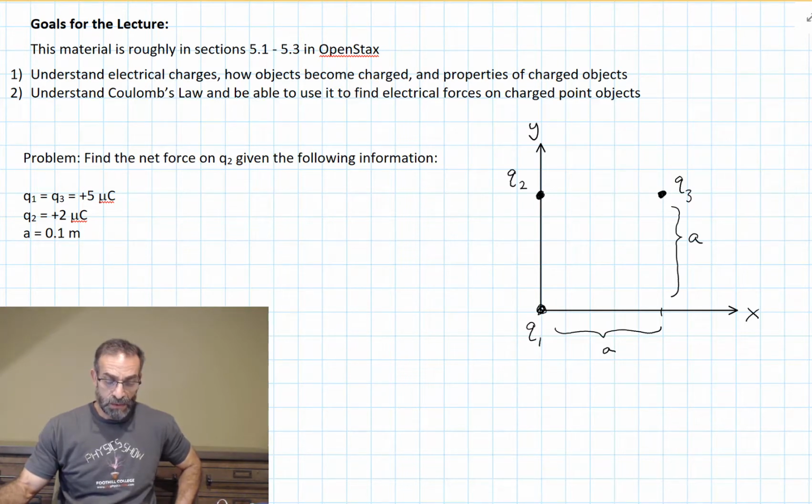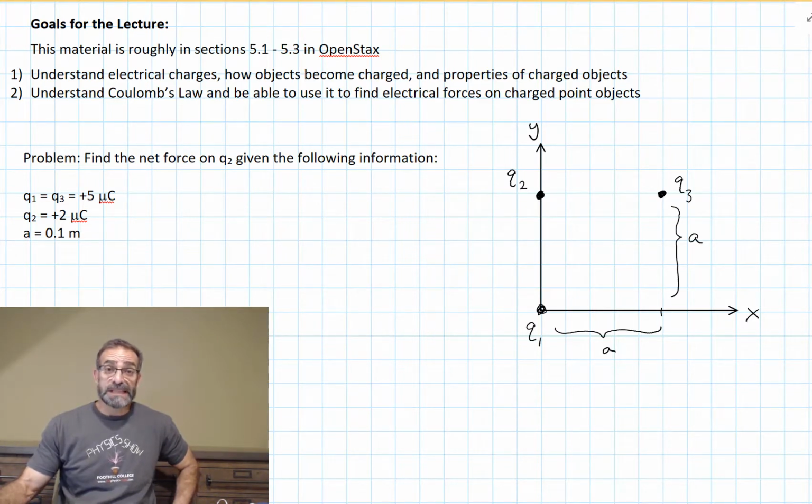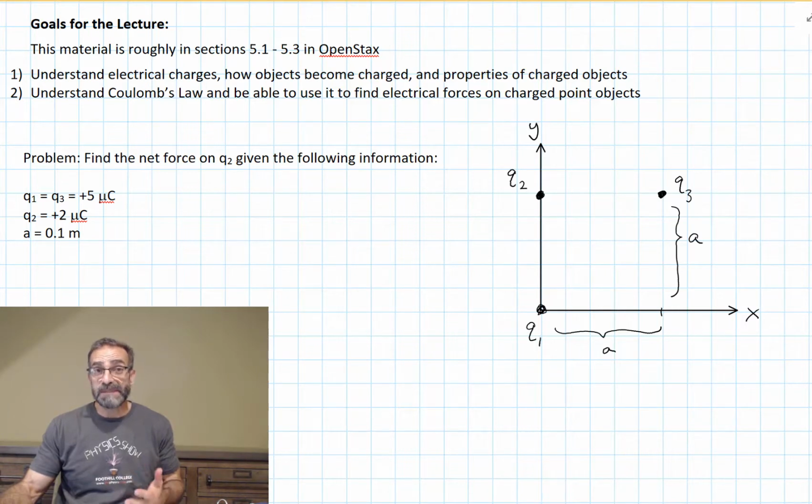Q1 and Q3 are equal in charge, and they're equal to 5 microcoulombs. The coulomb is actually a very large amount of charge. So typical charges are much smaller than a coulomb. Usually they're microcoulombs. It's a very common unit to see for charge. Of course, a microcoulomb is 10 to the minus 6 coulombs. Sometimes you see millicoulombs, 10 to the minus 3 coulombs, but microcoulombs are very common, 10 to the minus 6 coulombs.